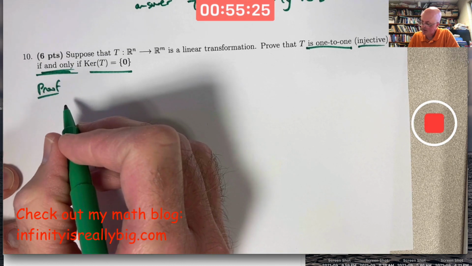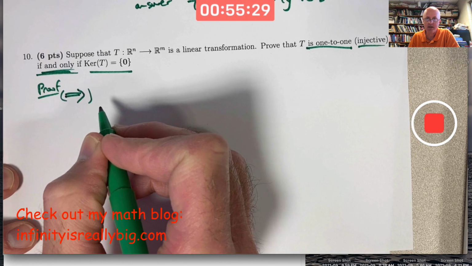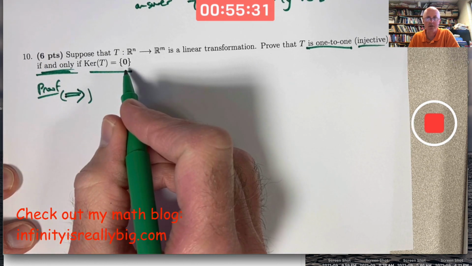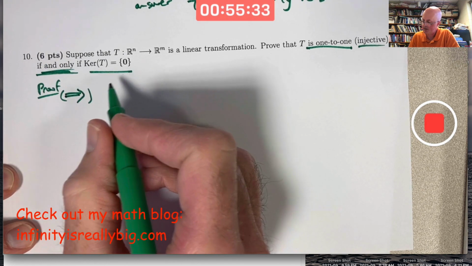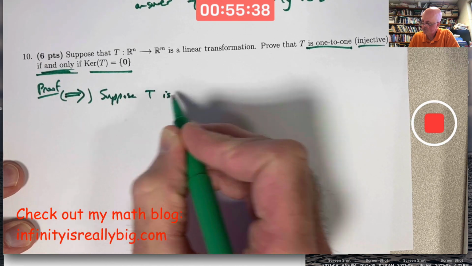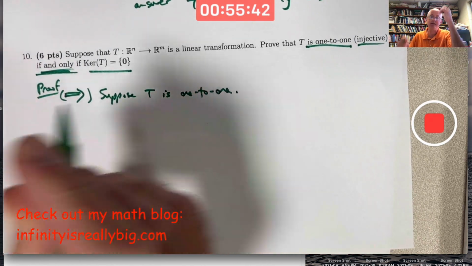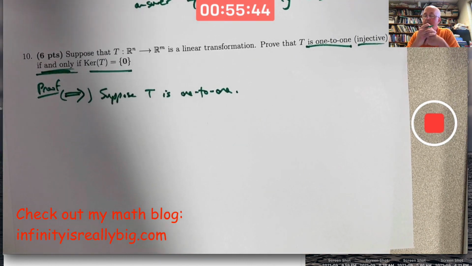Which one is the easier direction? I think it's this direction that's easier. If t is one-to-one, the kernel is trivial. Yeah, that's the easier direction. Suppose t is one-to-one. That means distinct inputs get mapped to distinct outputs.